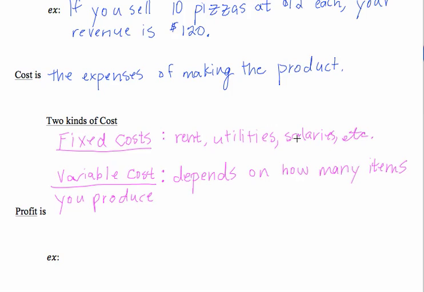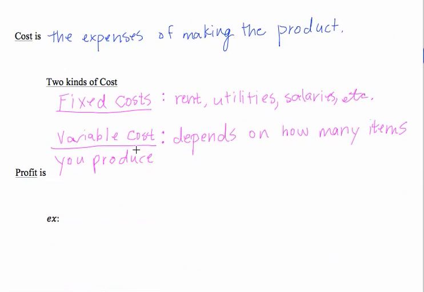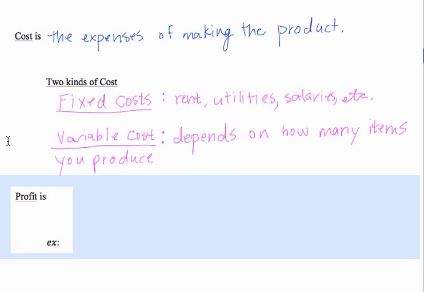Okay. Profit, that's the difference. Hopefully your revenue, the money that you bring in, is more than the cost, the money that you pay out, and you have a little left over. That's why people start businesses. They're hoping to make a profit. So your profit is the revenue, the money that you bring in, minus your cost.